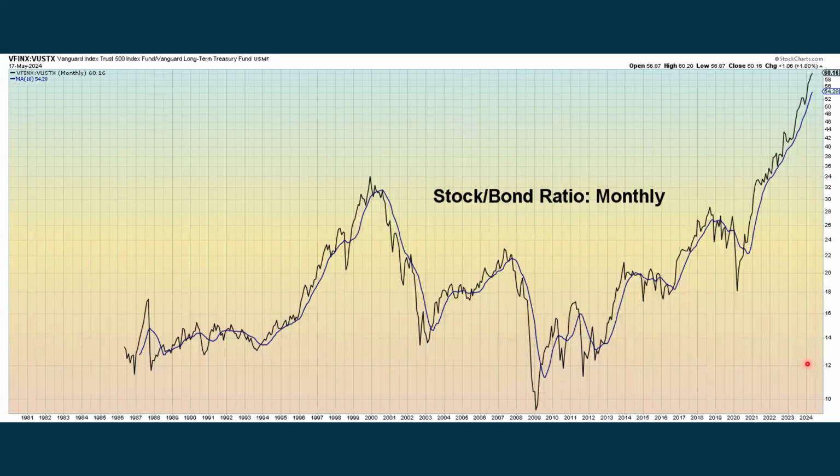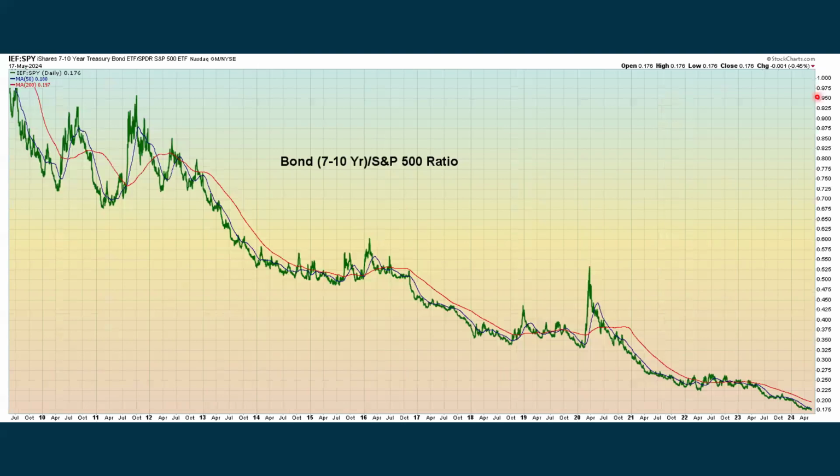We look at a monthly chart of stocks versus bonds, showing that stocks continue to outperform. This is kind of that same thing, but shorter term, meaning a daily chart. When this is going down, that means that bonds are underperforming stocks.